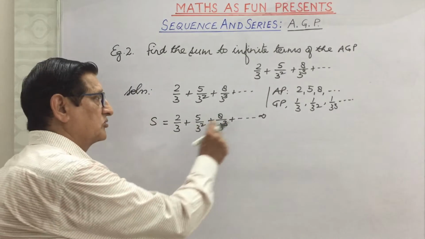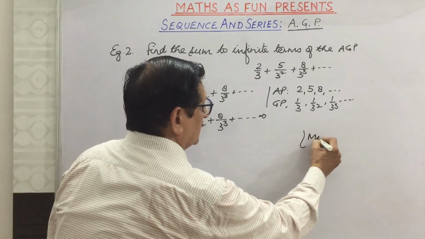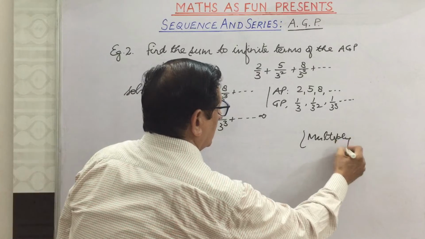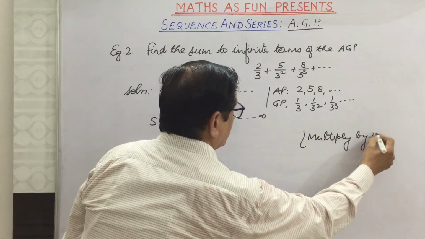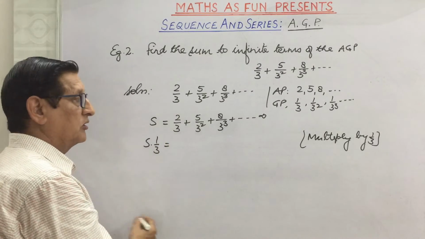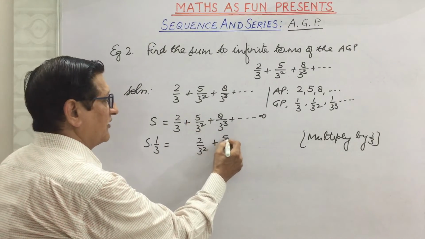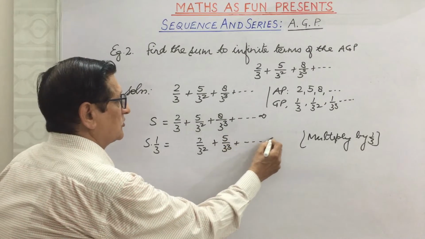Now we multiply both the sides by r, that is 1 upon 3 here. So we write multiply by 1 upon 3. And we get here s into 1 upon 3 equal to, this will be 2 upon 3 square, this will be 5 upon 3 cube, and so on up to infinity.